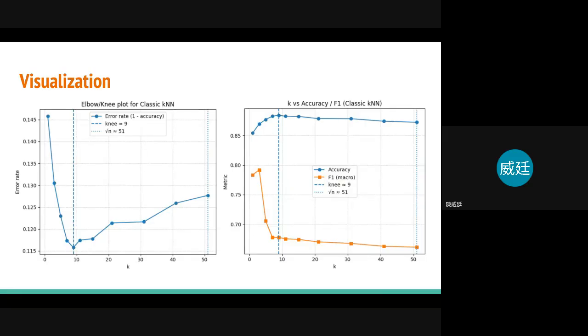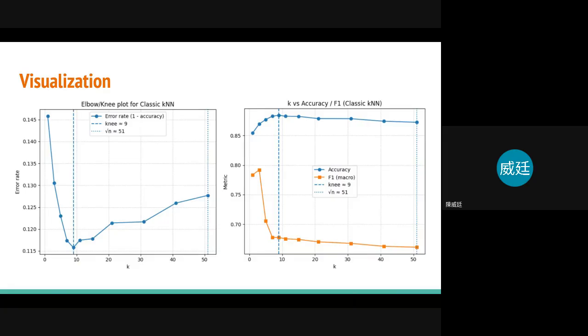The y-axis is error rate. So the curve drops at first, then flattens or rises past the knee, telling us not to choose a much larger K, because it got a higher error rate. And you can see there's a square root of n. The square root of n is from experience, because I Googled it, and some people say if you use square root of n, you can treat it as K. But when I do the elbow or knee plot, it says K is about 9.